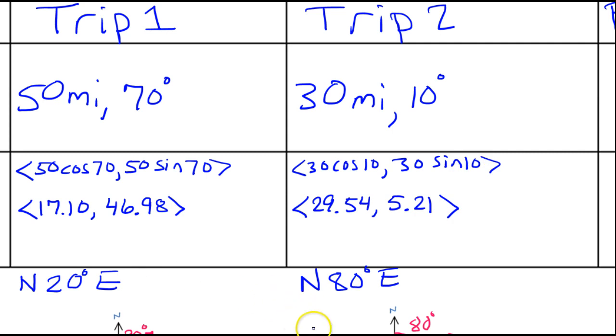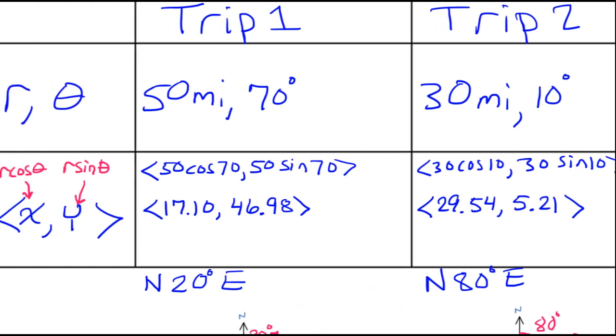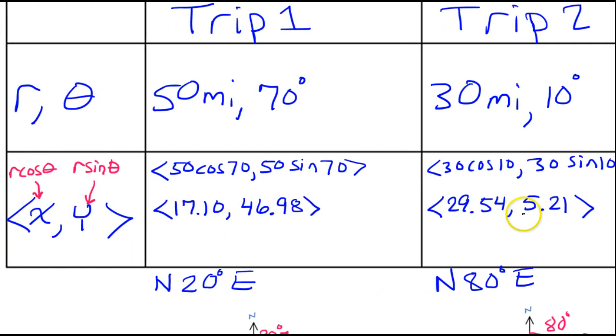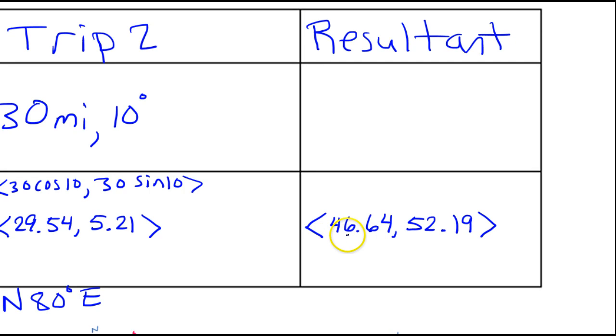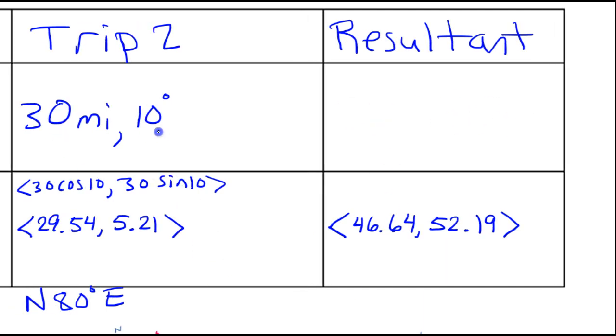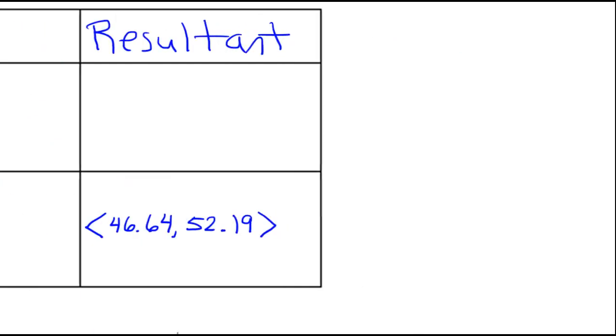Now, with component form, if you want to find the resultant, all you have to do is add the two vectors together. Just add the horizontal component with the horizontal component and the vertical component with the vertical component. So, the resultant vector has a horizontal component of 46.64 and a vertical component of 52.19. But what we really need is the magnitude and direction, similar to what we had for trip 1 and trip 2. So we can get that.